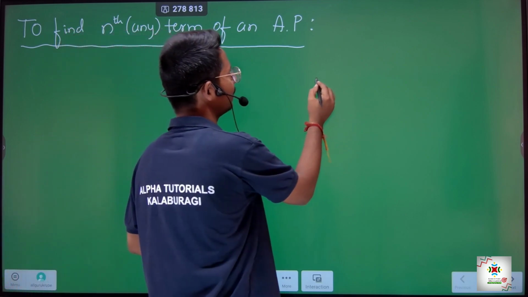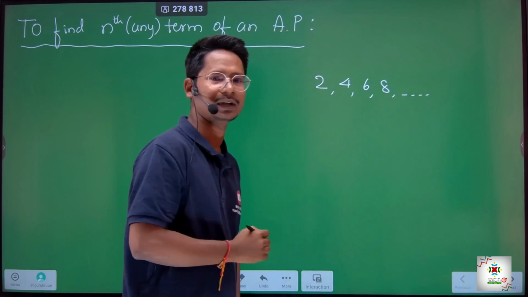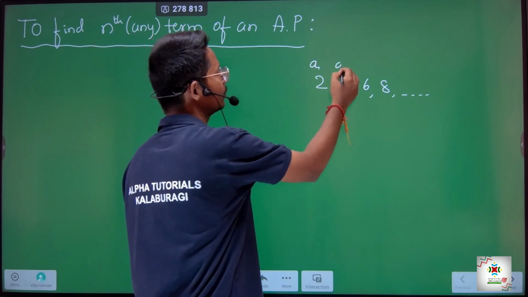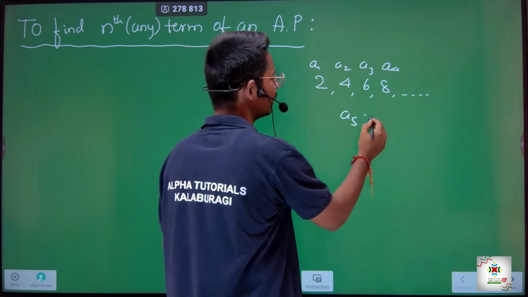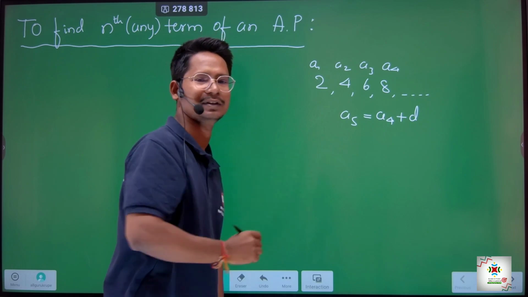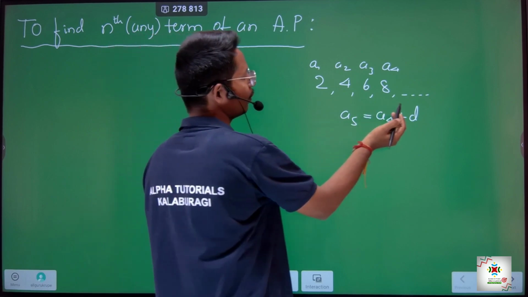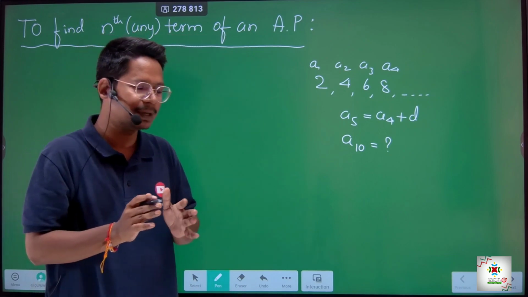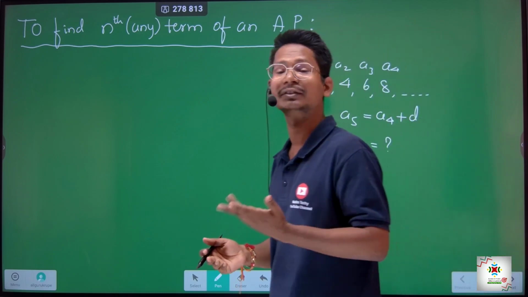Let me take some examples as 2, 4, 6, 8, which are in AP. Now how many terms are there? 4 terms: A1, A2, A3, A4. Now to find A5, you would add the common difference to its previous term, isn't it? This is the definition of AP. But if I want to find the 10th term, with the help of the basic definition of AP we can find the next term for a given AP. But how to find the nth term?